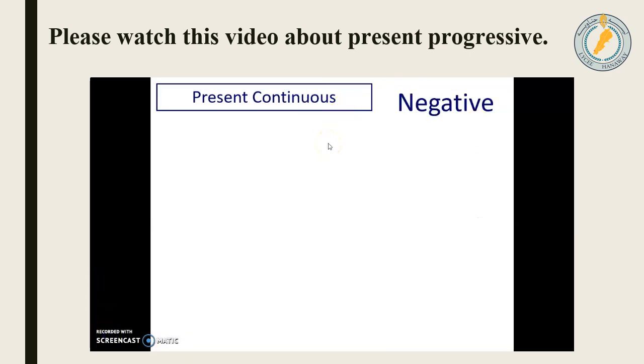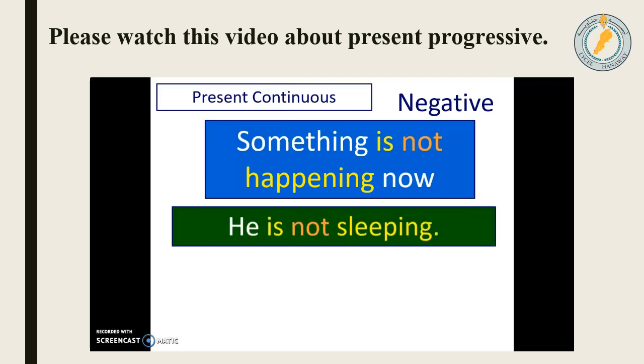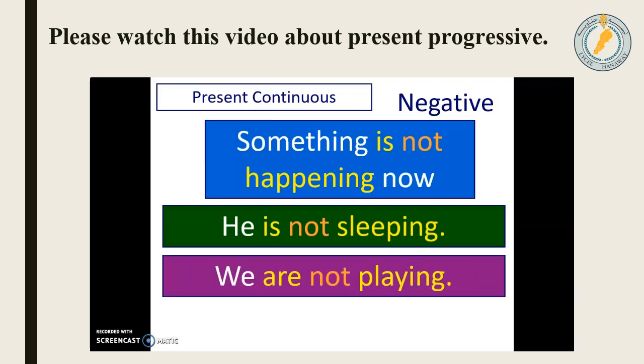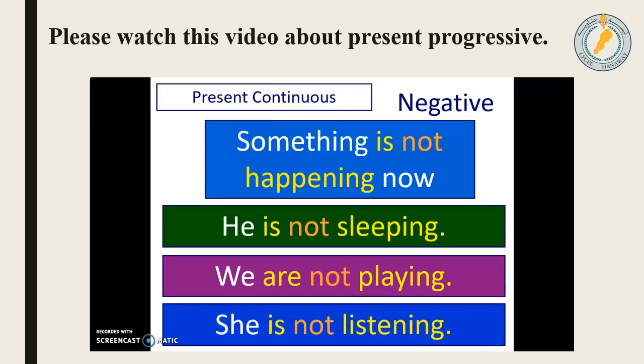So, when do we use the negative form of the present continuous? We use it to talk about something that is not happening now. Examples: he is not sleeping now. We are not playing, for example, now or at the moment. She is not listening.